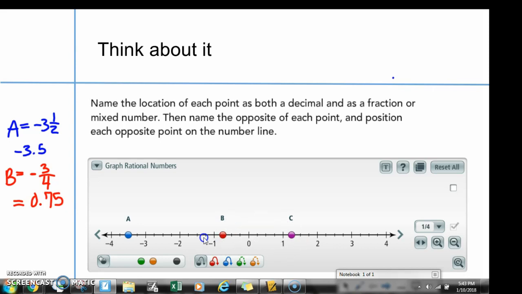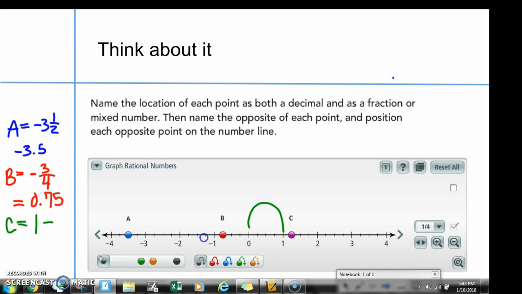Now the last one we're going to look at together will be C. So start at your 0. Is it going left or right? Well, it's going right, so we know it's going to be a positive number. I don't have purple, so we're going to go with green. So we will not use a negative sign when we're finding C. How many whole numbers does C pass? Well, C passes 1, so we know that we're going to have a mixed number now.